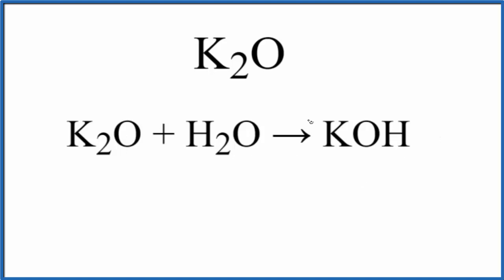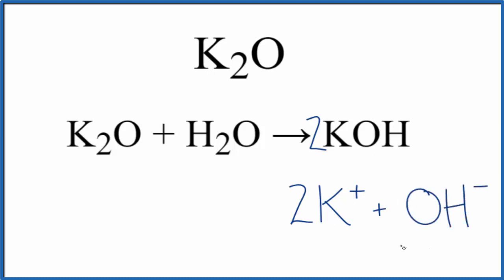Probably should balance this, put a 2 here. If we have excess water, this will be aqueous. So we'll end up with the potassium ion, actually 2 potassium ions, aqueous, plus we'll get the hydroxide ion, OH minus. And this OH minus, that's what makes this a base.